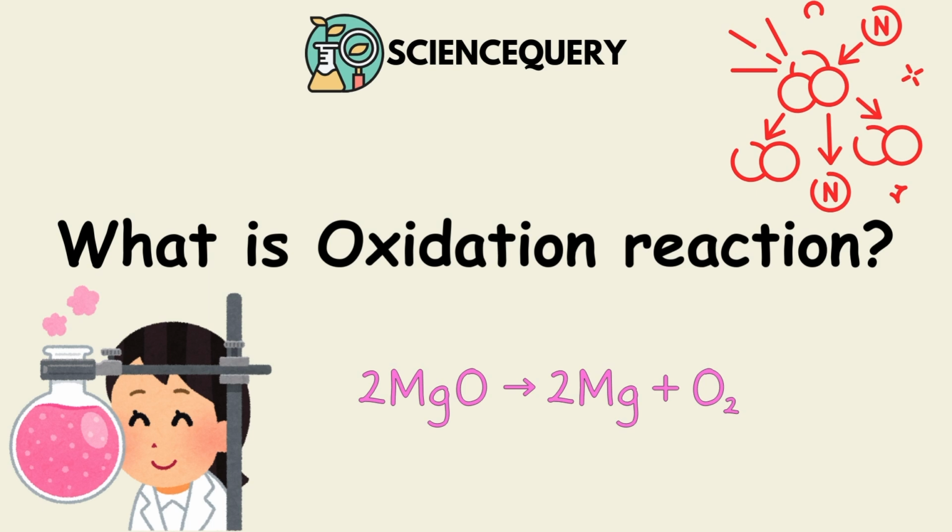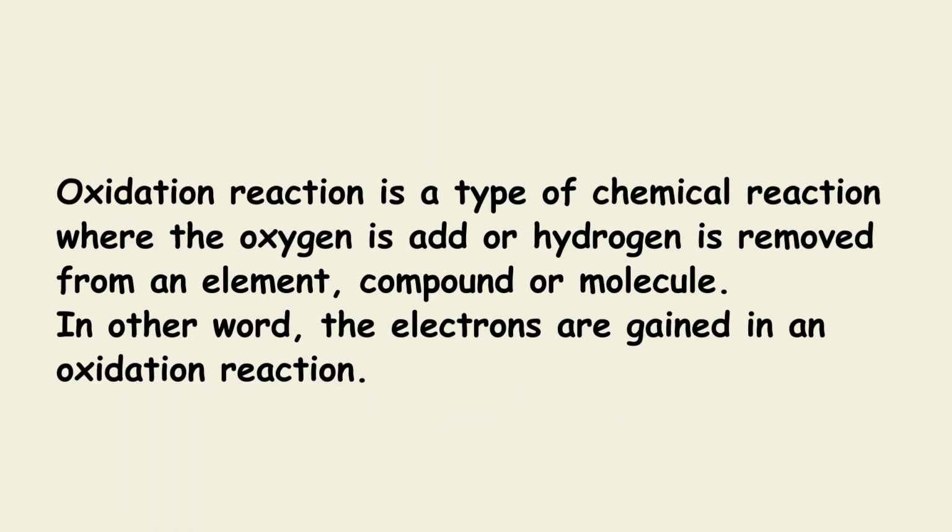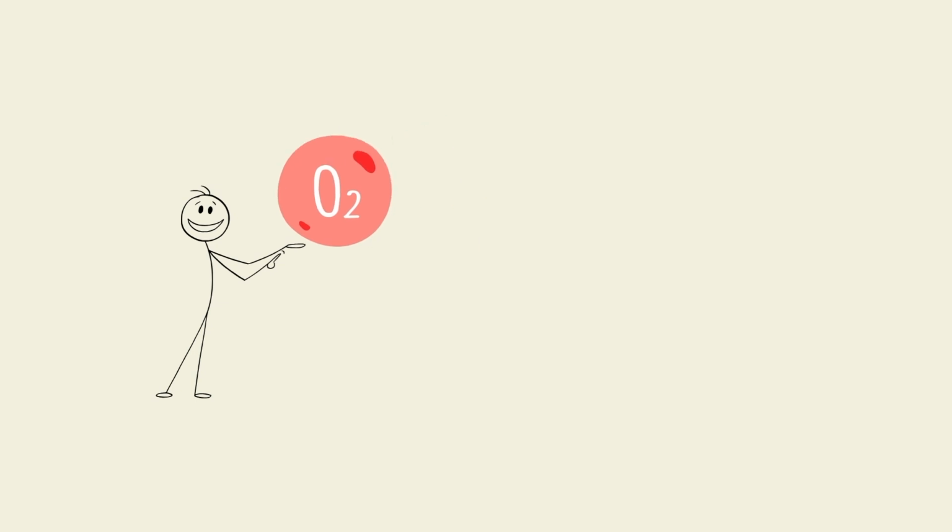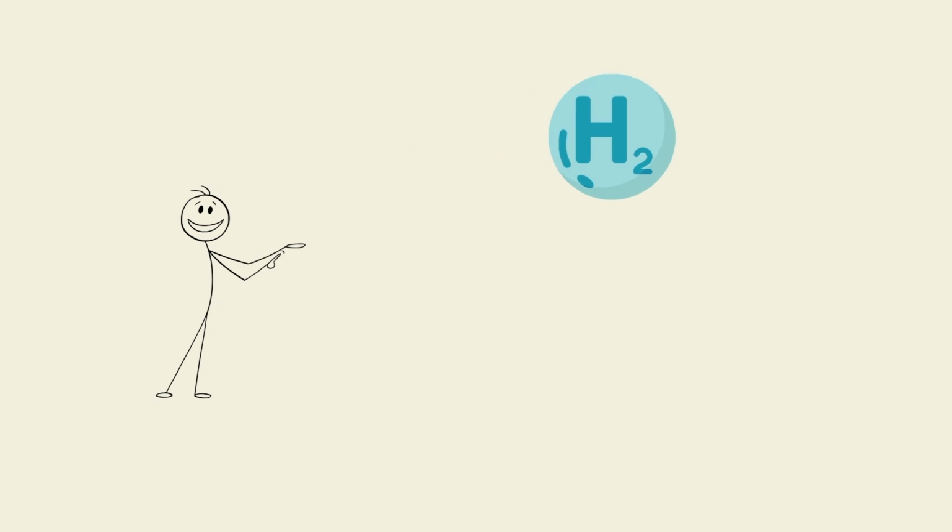In this video I am going to talk about what is oxidation reaction and some of the day-to-day examples of oxidation reactions. Oxidation reaction is a type of chemical reaction where the oxygen is added or hydrogen is removed from an element, compound or molecule. In other words, the electrons are gained in an oxidation reaction.